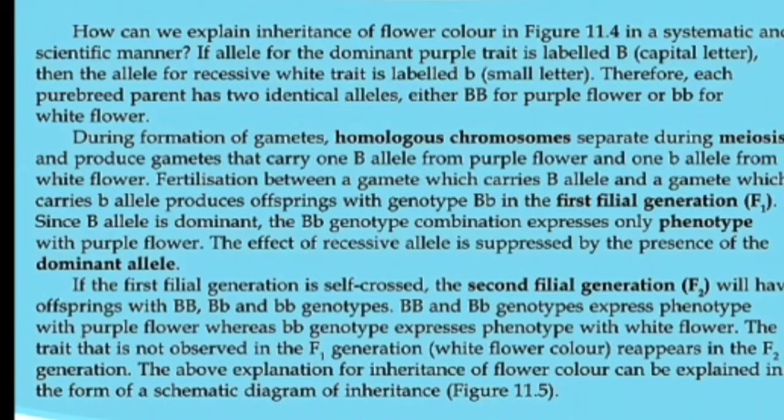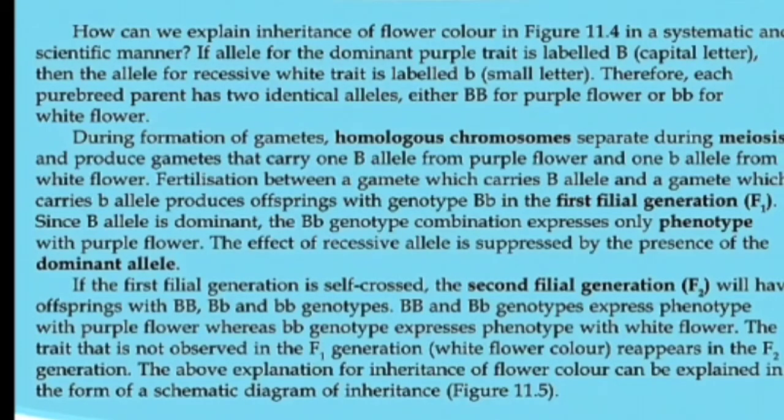Since B allele capital letter is dominant, the Bb capital letter and small letter genotype combination expresses only phenotype with purple flower. So it only produces purple flowers. The effect of recessive allele is suppressed by the presence of the dominant allele.